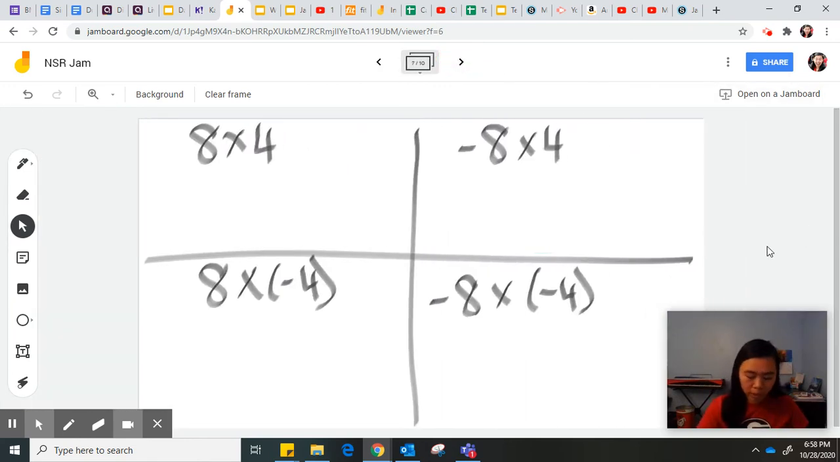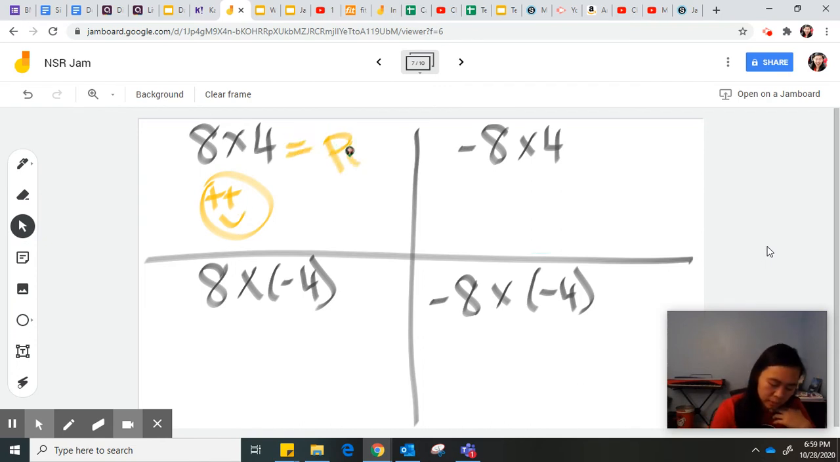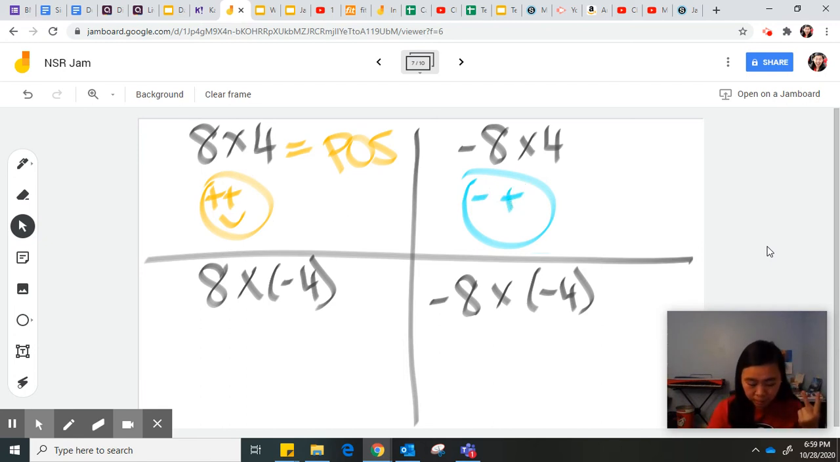All right, so these are our four possible situations, all the four different combinations of having positive and negative numbers. Our first one, let's look at our top left, 8 times 4. We're going to do the faces here. If we draw our face, we have a positive 8 and a positive 4. That's matching eyes, so we know our answer is going to be a positive number. Let's look at our second situation, a negative 8 with a positive 4. Mismatched eyes. It's sad, it's going to be a negative answer.